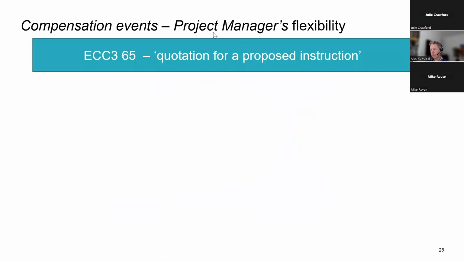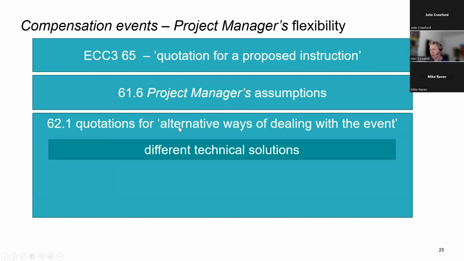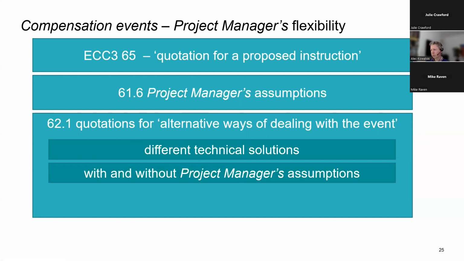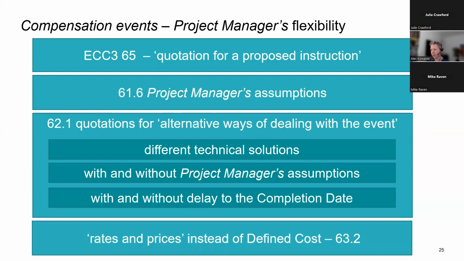Okay, so this gives us a lot of flexibility. We can do quotations for proposed instructions, we can use assumptions, and we can also ask for alternative ways of dealing with the event. So you can ask for different technical solutions. So I need a retaining wall. Can you price it in, you know, secant piles and sheet piles? Because you don't know which one would be better or cheaper. Okay, so you can ask for that sort of thing. And you can use rates and prices instead of using the defined cost, as we saw earlier.